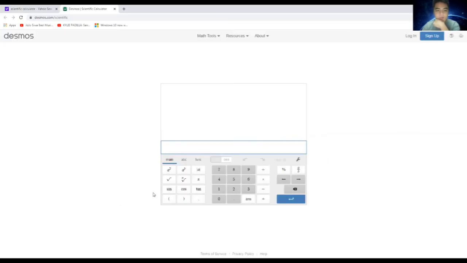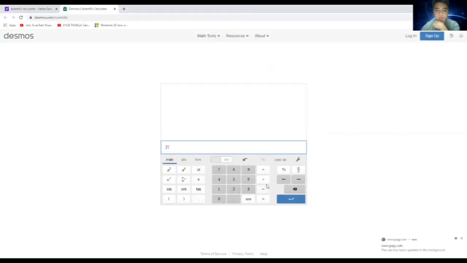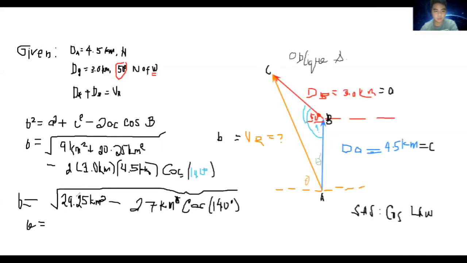So basically, ano kailangan nating i-multiply? 27 multiply to cosine 140 degrees. So using Desmos calculator, 27 multiply to cosine 140 degrees. That is the answer. Now, if that will be the answer, di na natin susulat yun, no? Tuloy-tuloy na natin sa calculator. 29.25 kilometers squared minus natin doon sa answer.